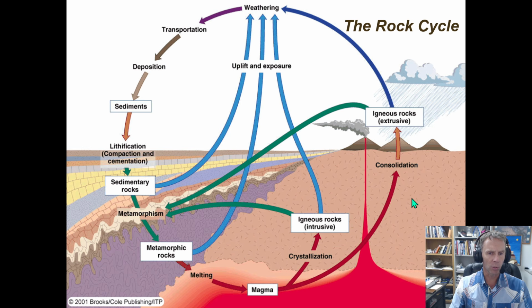It's important to start with the rock cycle. The rock cycle is a nice graphical way of looking at how rocks change from one type to another and the processes that govern those changes. We're going to focus this episode and the next one on the system in the bottom and lower right of this diagram.